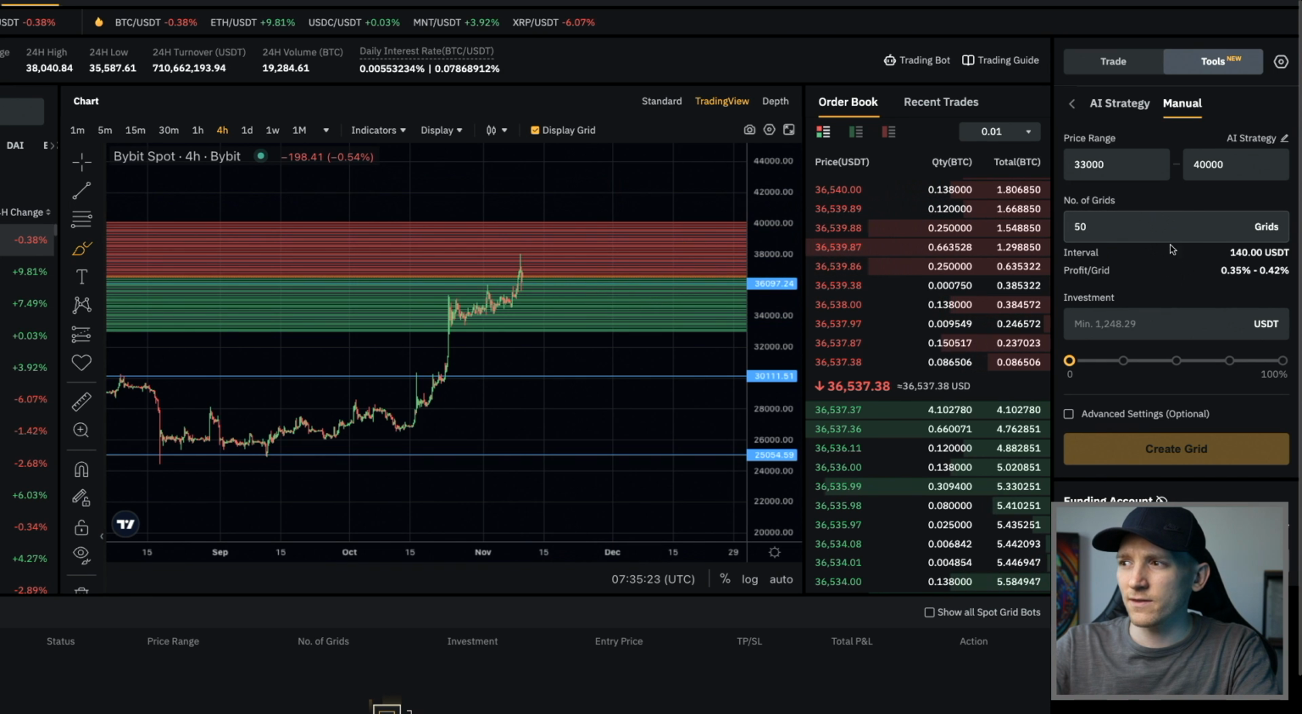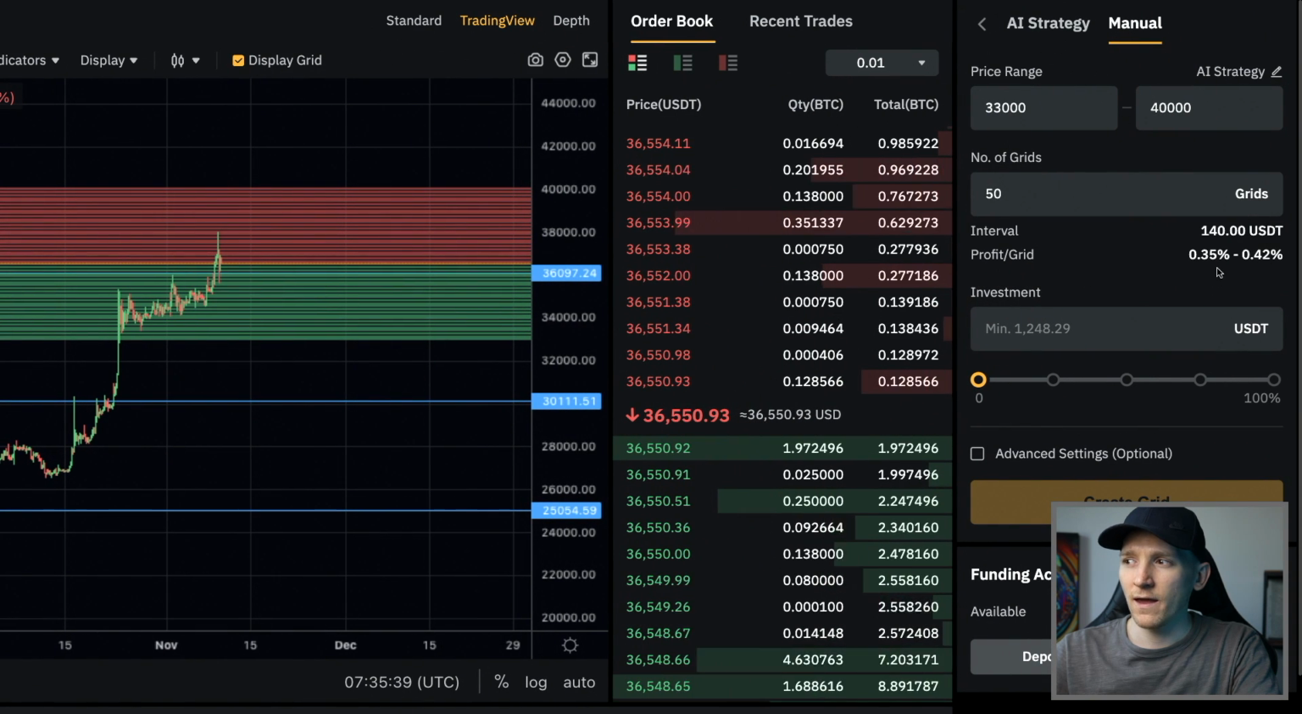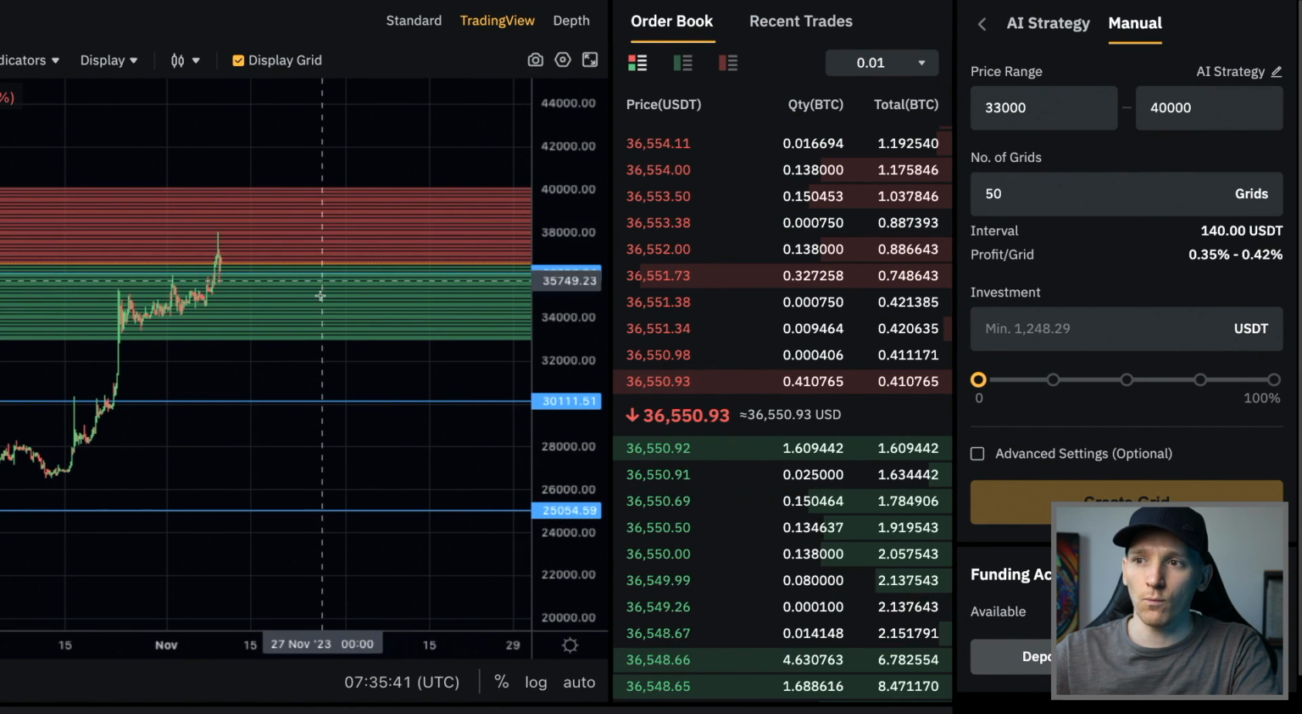So what we can see is that it's a $140 interval per grid. That's the price here, right? So every $140 it trades. Now that's a profit per grid of around 0.3 to 0.4%, as you can see here. It's a little bit different because obviously we're doing a dollar difference in the grids, and that's a different percentage depending on what the price is.